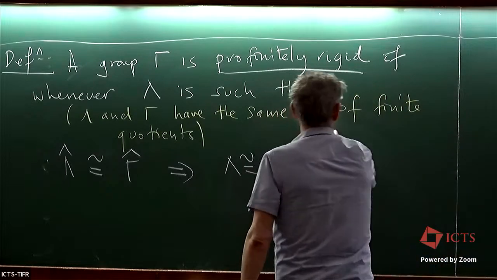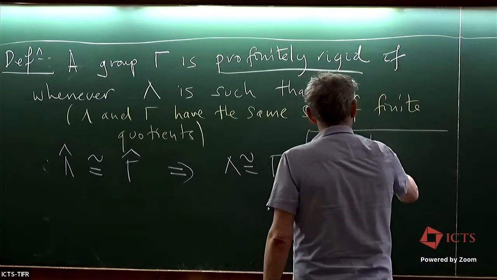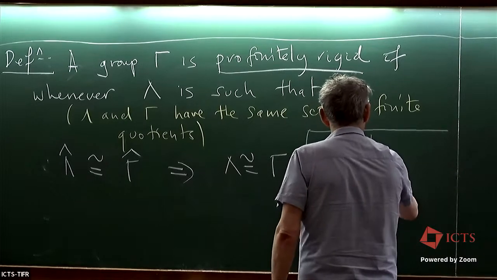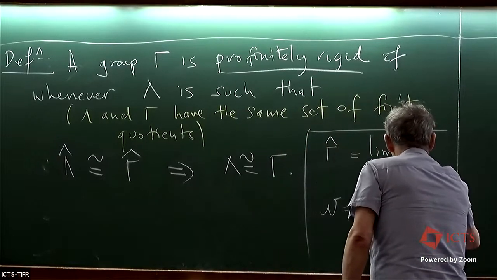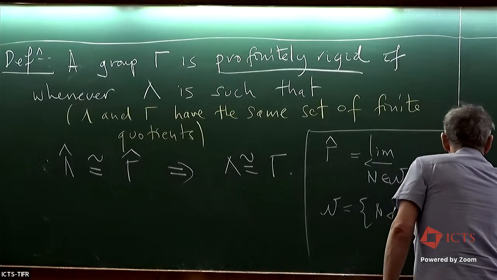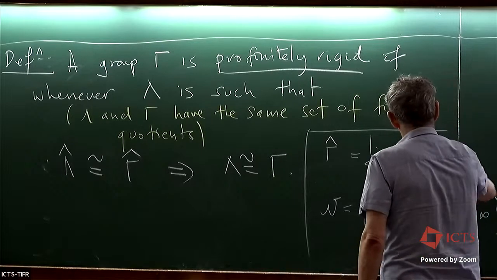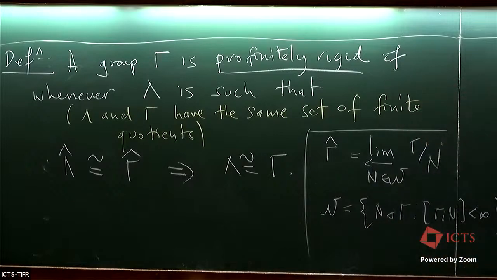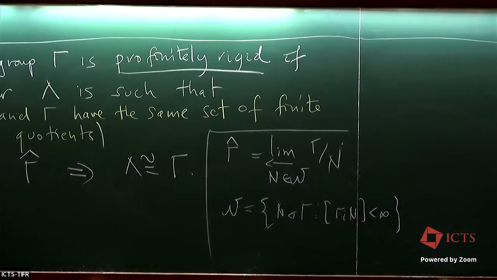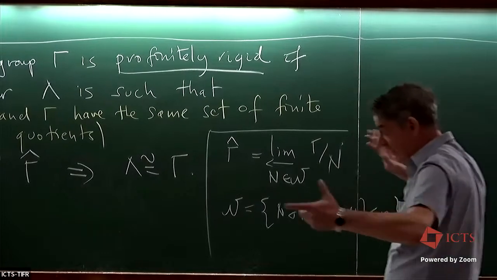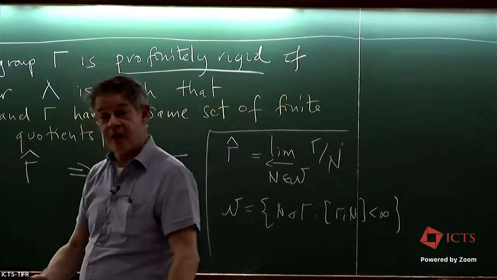So just to write down the definition, gamma hat is equal to the inverse limit, if we look at normal subgroups N of gamma of finite index, of gamma mod N. So if you look at the normal subgroups of finite index inside gamma, this turns into a directed set. You can construct an inverse system out of that using reverse inclusion, and then you get this profinite completion as the inverse limit. So it's just this giant object that captures all the finite quotients in an organized fashion.